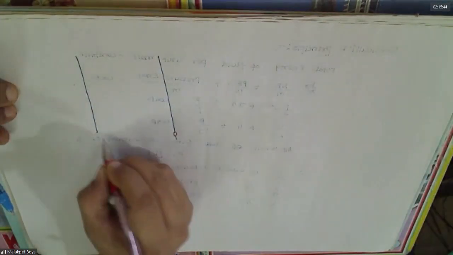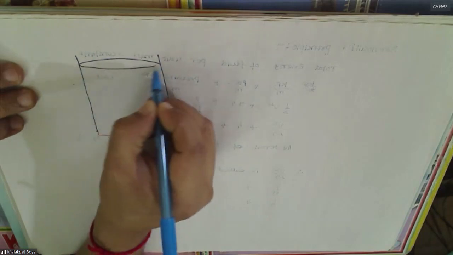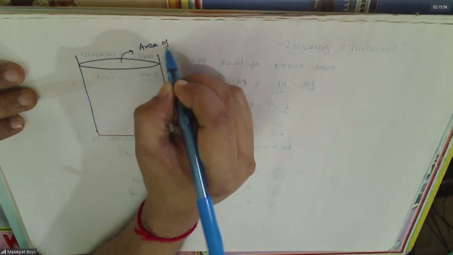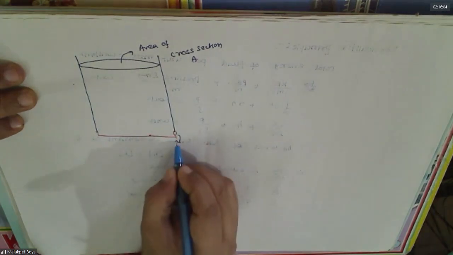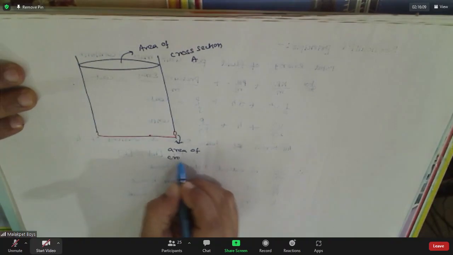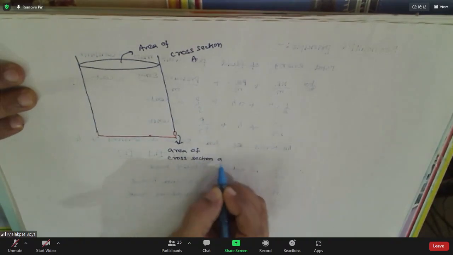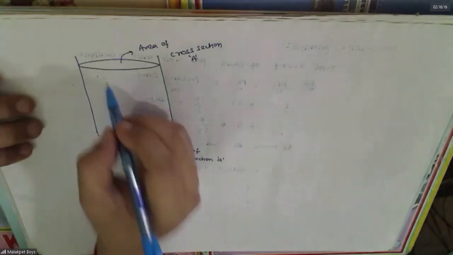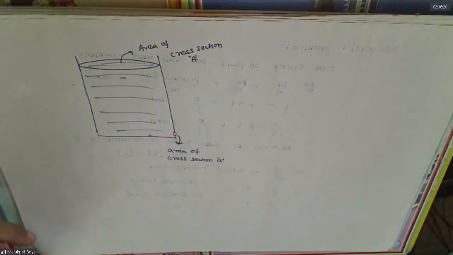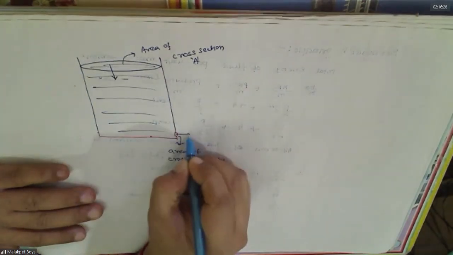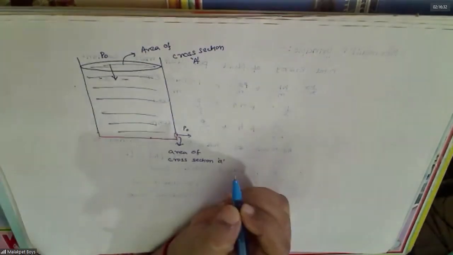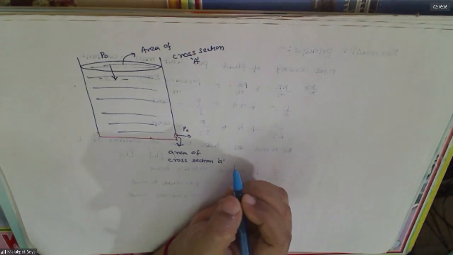Now suppose it's a vessel with a small hole at its bottom, so the depth of the hole is H, and this is the area of cross section, capital A. This area of cross section is small a. Agree? So here the situation is this. Now this liquid will fall down like this. This will come out like this. This pressure is atmospheric pressure. This is also atmospheric pressure. Agreed? Yes, sir.